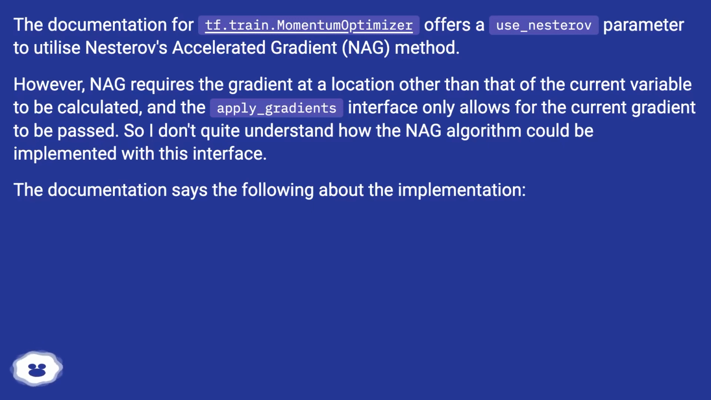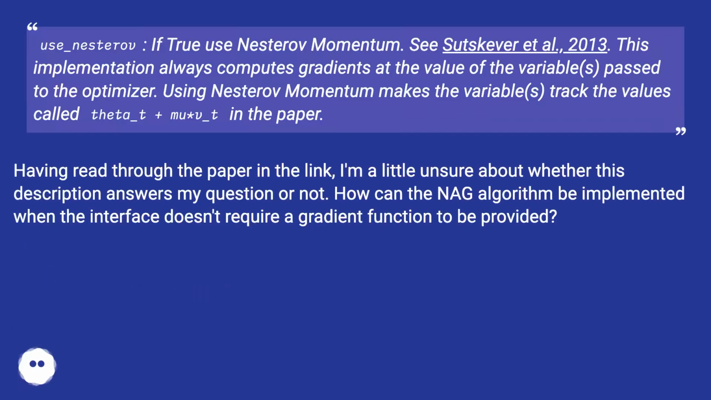The documentation says the following about the implementation. use_nesterov: if True, use Nesterov momentum. See Sutskever et al., 2013. This implementation always computes gradients at the value of the variables passed to the optimizer. Using Nesterov momentum makes the variables track the values called theta_t plus mu v_t in the paper. Having read through the paper in the link, I'm a little unsure about whether this description answers my question or not. How can the NAG algorithm be implemented when the interface doesn't require a gradient function to be provided?